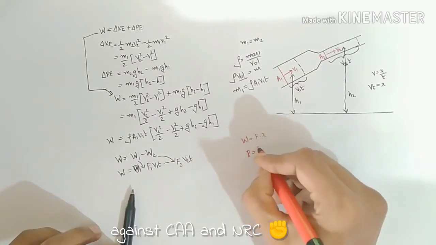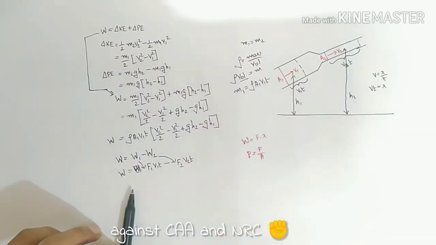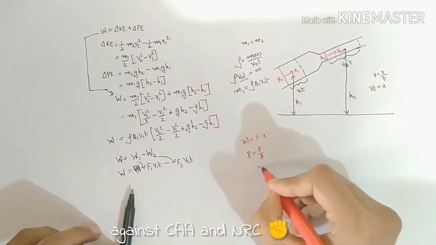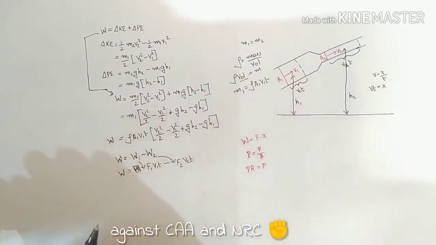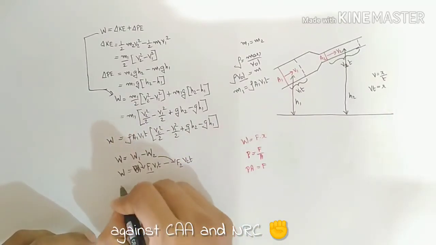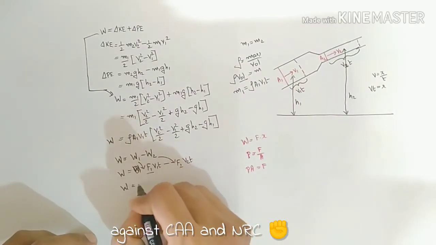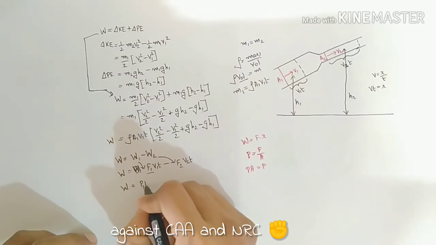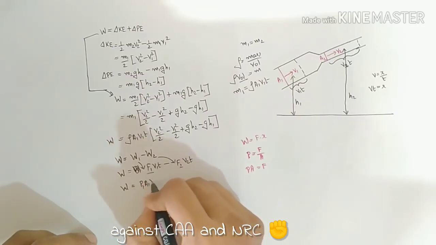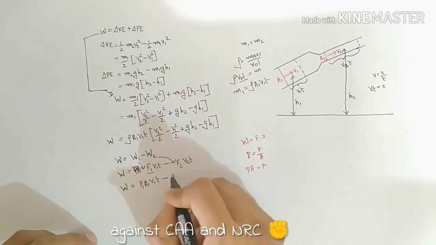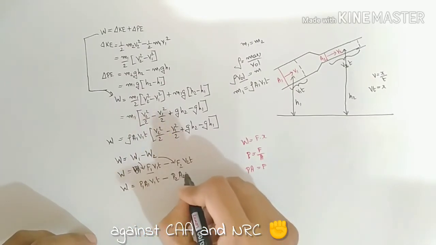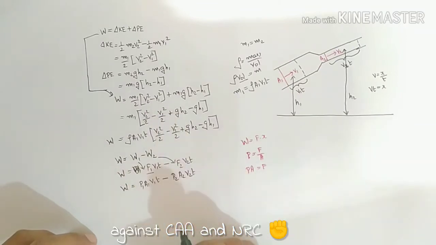Then we know pressure is equal to force per unit area. As we know, pressure is force per unit area. Force can be written as pressure into area. If I am using this concept over here, F1 can be replaced as P1A1, then V1T as such, minus F2 can be replaced as P2A2, then we'll write V2.